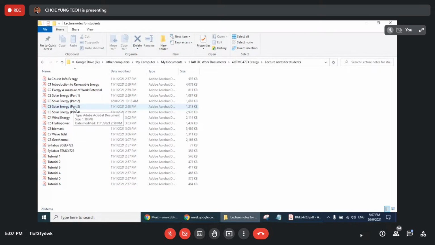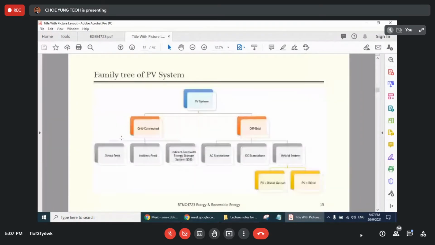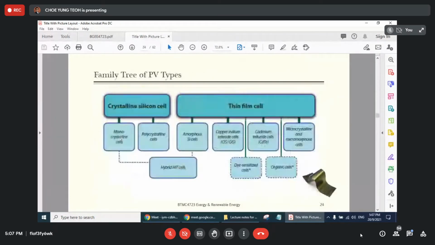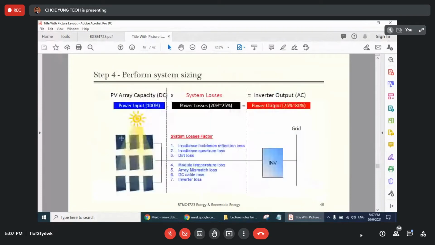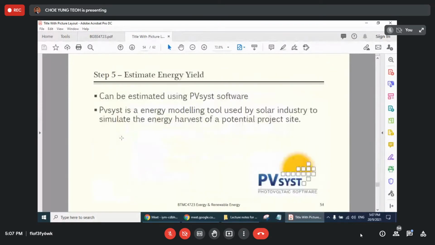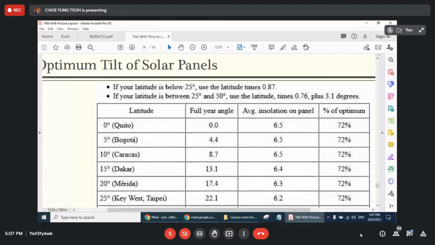Which chapter? I can't remember. I think the last part, maybe. Okay, this is a calculation to work out what angle would be the best. This one, the optimum tilt angle for solar panel. Then you can always apply the equation.